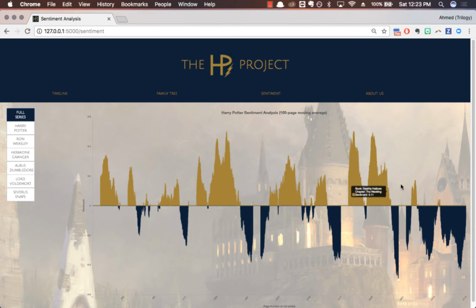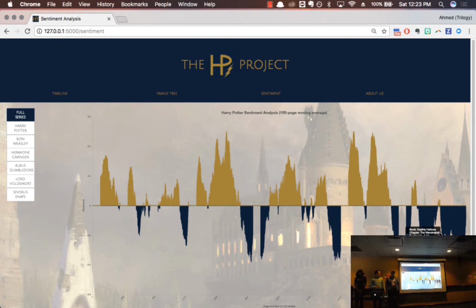And with the 6th book being an outlier, it was more positive than some of the books before that, until the very end, which started the last book plus a few chapters that are almost exclusively negative. And I also did the same thing by character.